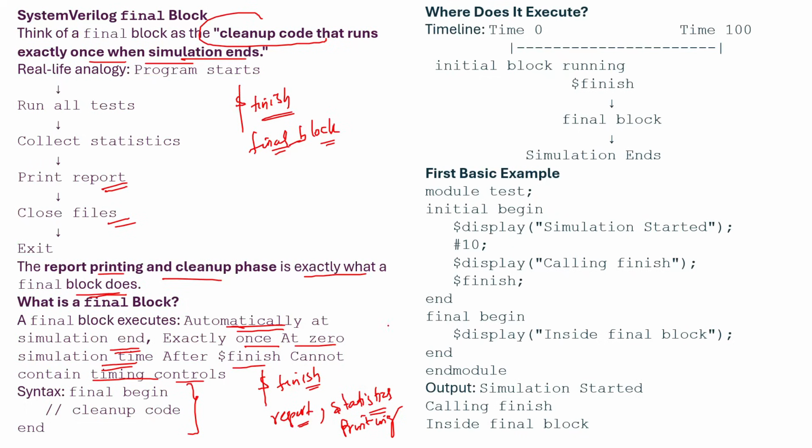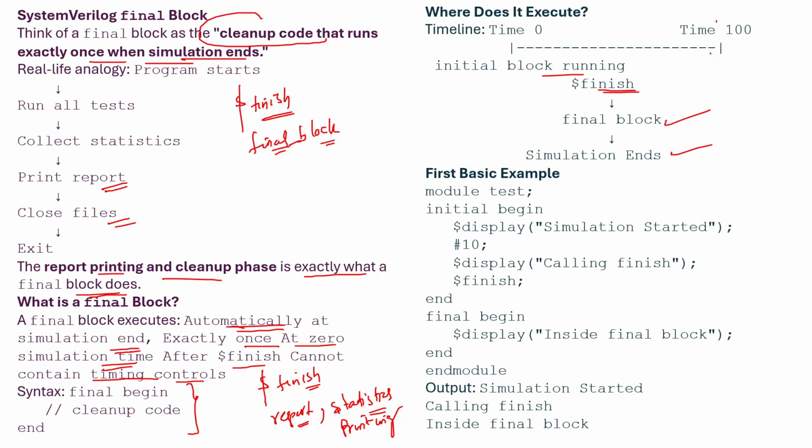See, where does it execute exactly? That means at simulation end time. Whatever simulation we start, the initial begin executes at t equal to 0 time only, right? Whenever we call $finish, then the final block will execute. See this $finish: after the initial begin block runs at zero simulation time, after that we call $finish, and after that the final block is called. Then the simulation ends.